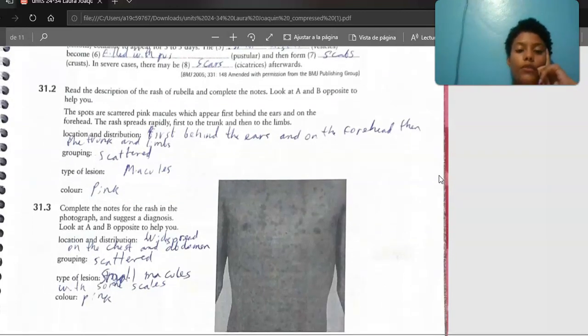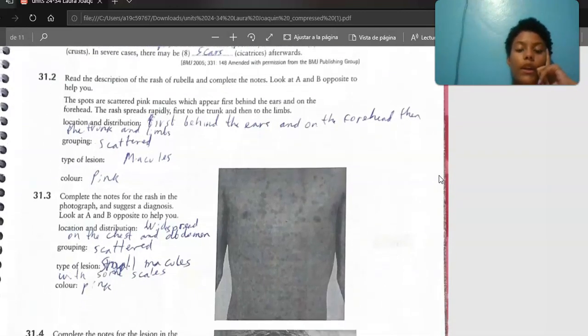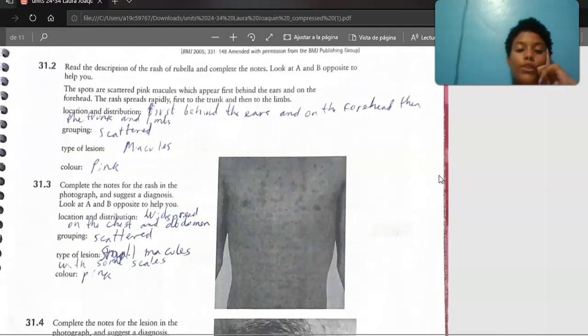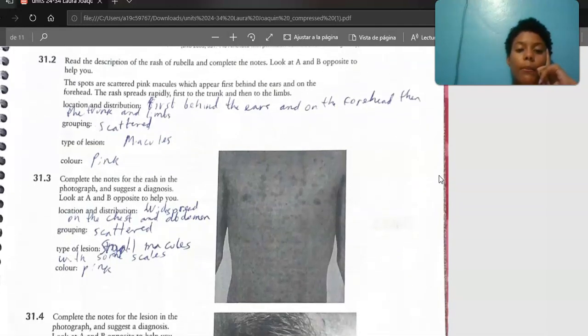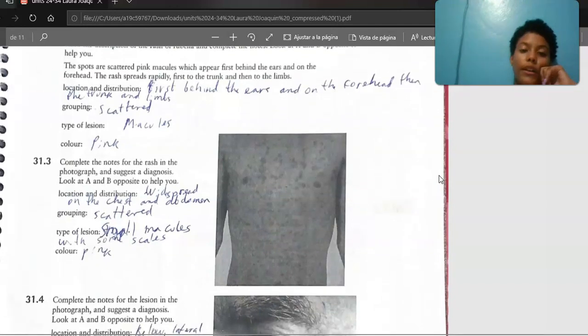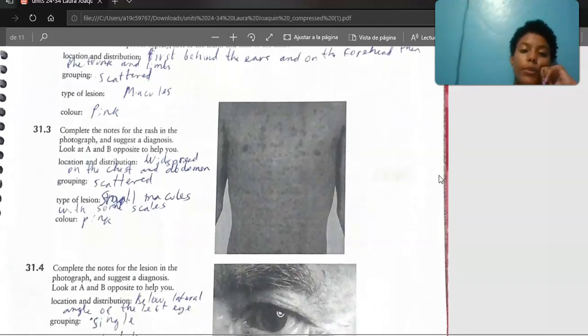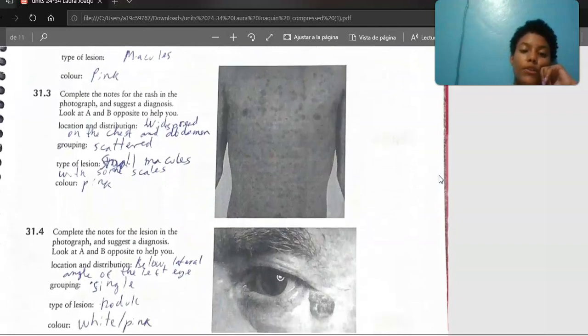Read the description of the rash of rubella and complete the notes. Look at the box opposite to help. Spots are scattered pink macules which appear first behind the ears and then on the forehead, and the rash spreads rapidly, first to the trunk and then to the limbs. Location and distribution: first behind the ears and on the forehead, then the trunk and limbs. Grouping: scattered. Type of lesion: macules. Color: pink.